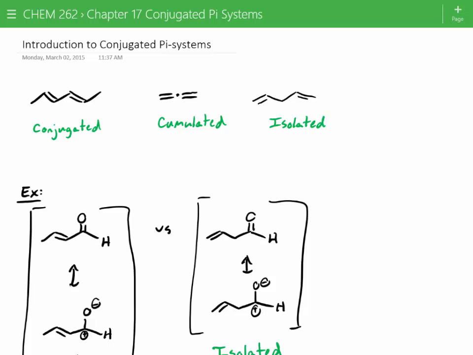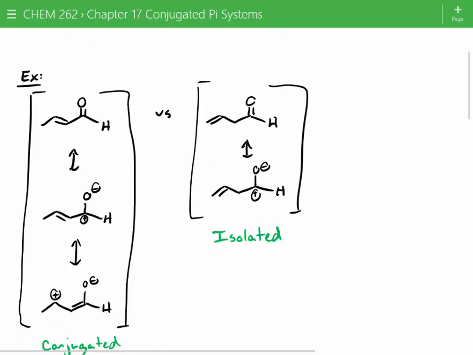So for the cumulated, can you have 2 double bonds next to each other? There are unique functional groups where you have a carbon-carbon double bond like this, and they're linear, and those are called allenes. We don't run into them very often. We saw an example of it last term. But it exists, yeah. They're not common, though.